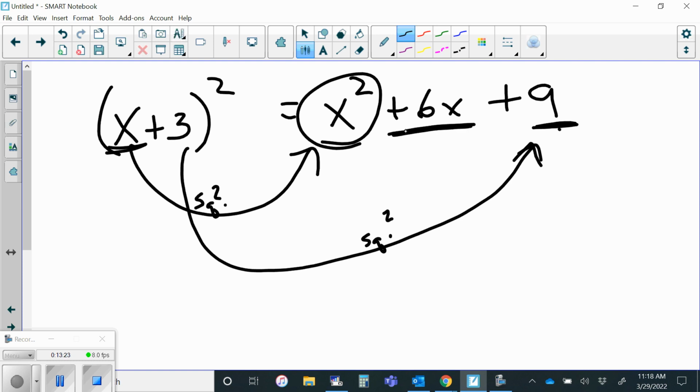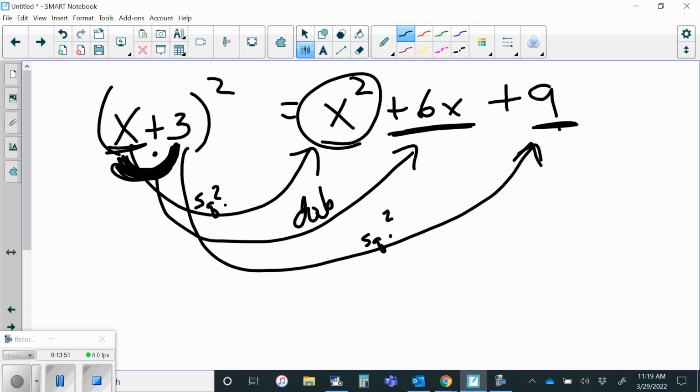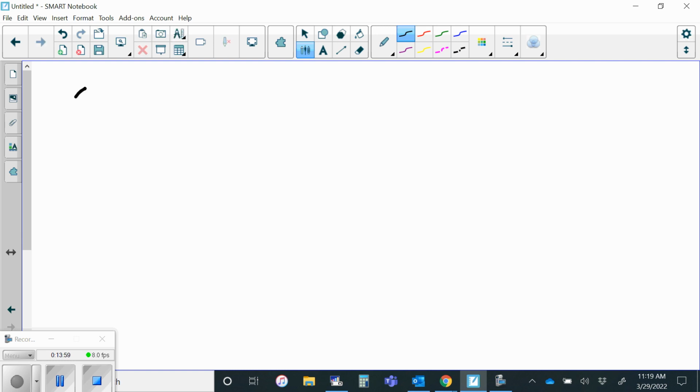Where the heck did this middle number come from? Can you see a pattern? So these two multiply together. So what's 3 times x? Double that. So take those two, multiply them together, and then double it. And you'll get your middle term. Does that make sense? Let's try then. Let's try the fast way.